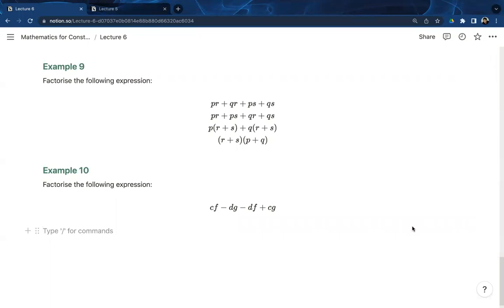I hope you all understand this example here. Try example 10. Pick a letter and factorize that letter from two terms. The other pair of terms would have the same stuff in brackets, like how you see here, R plus S, R plus S. That's how you know you're going right. You can start with any letter, it doesn't matter.